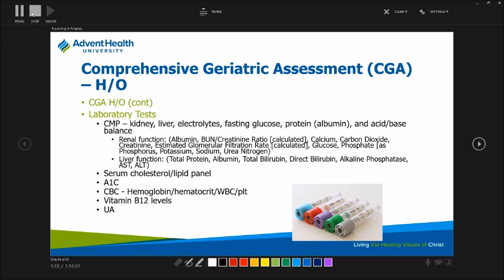CBC could be useful, right? Because what does that tell us? Yep, so we can look at their white count, see if they maybe have some kind of inflammation going on, have an infection, look at their hemoglobin, hematocrit, if they're coming in complaining of fatigue. Maybe they're anemic, right? So these are all things you want to consider looking at.